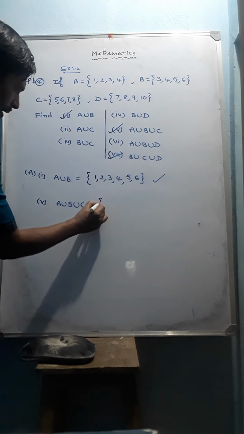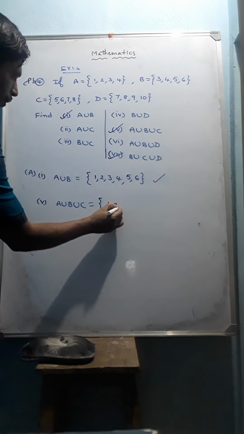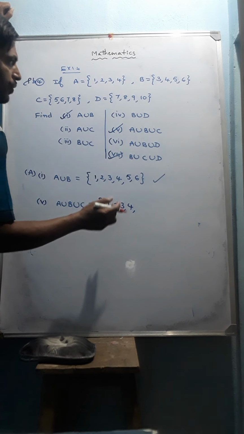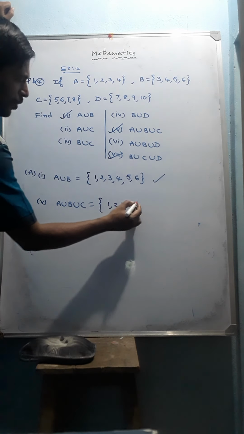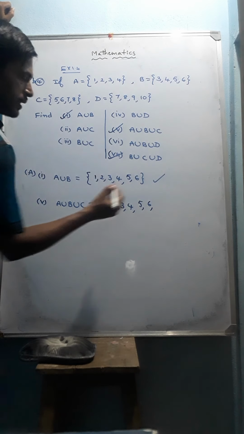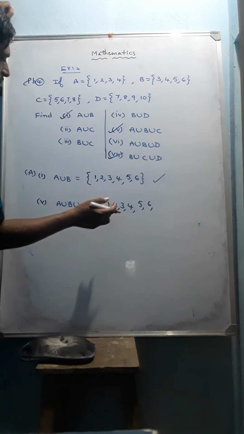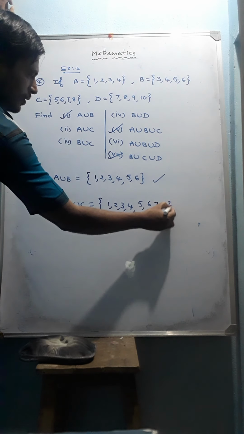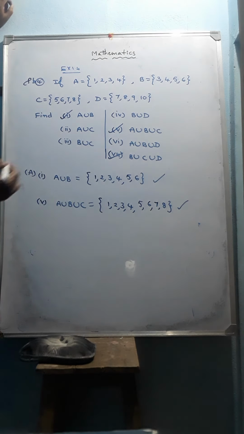So A set elements first you write down. So 1, 2, 3, 4. Next B set elements are 3, 4, 5, 6. 3, 4 already over. So 5, 6. Next C set elements are 5, 6, 7, 8. Already 5, 6 is over. So 7, 8. Okay, this is the answer of A union B union C.